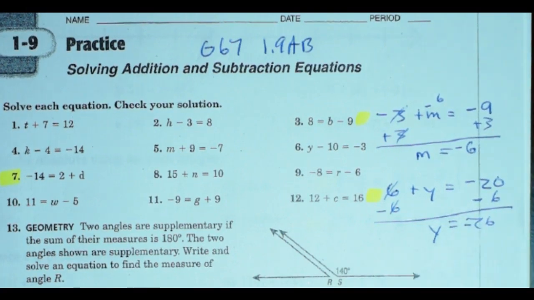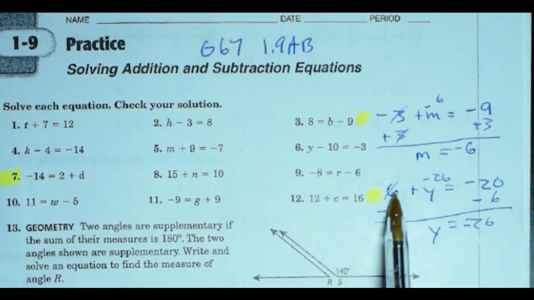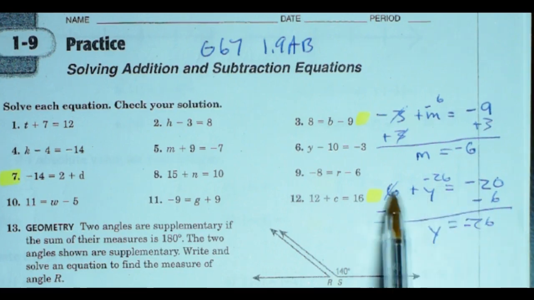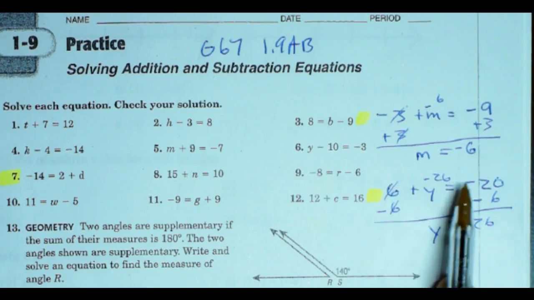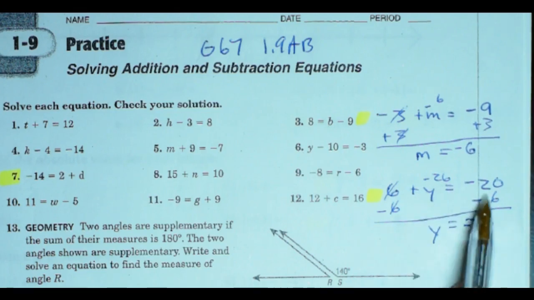Negative 26. Let's just put it in and make sure it works. So we have 6 plus a negative 26 equals negative 20. Yeah, that's right, because look, these are different signs. So the difference between 6 and negative 26 is a negative 20. So there's your answer right there.